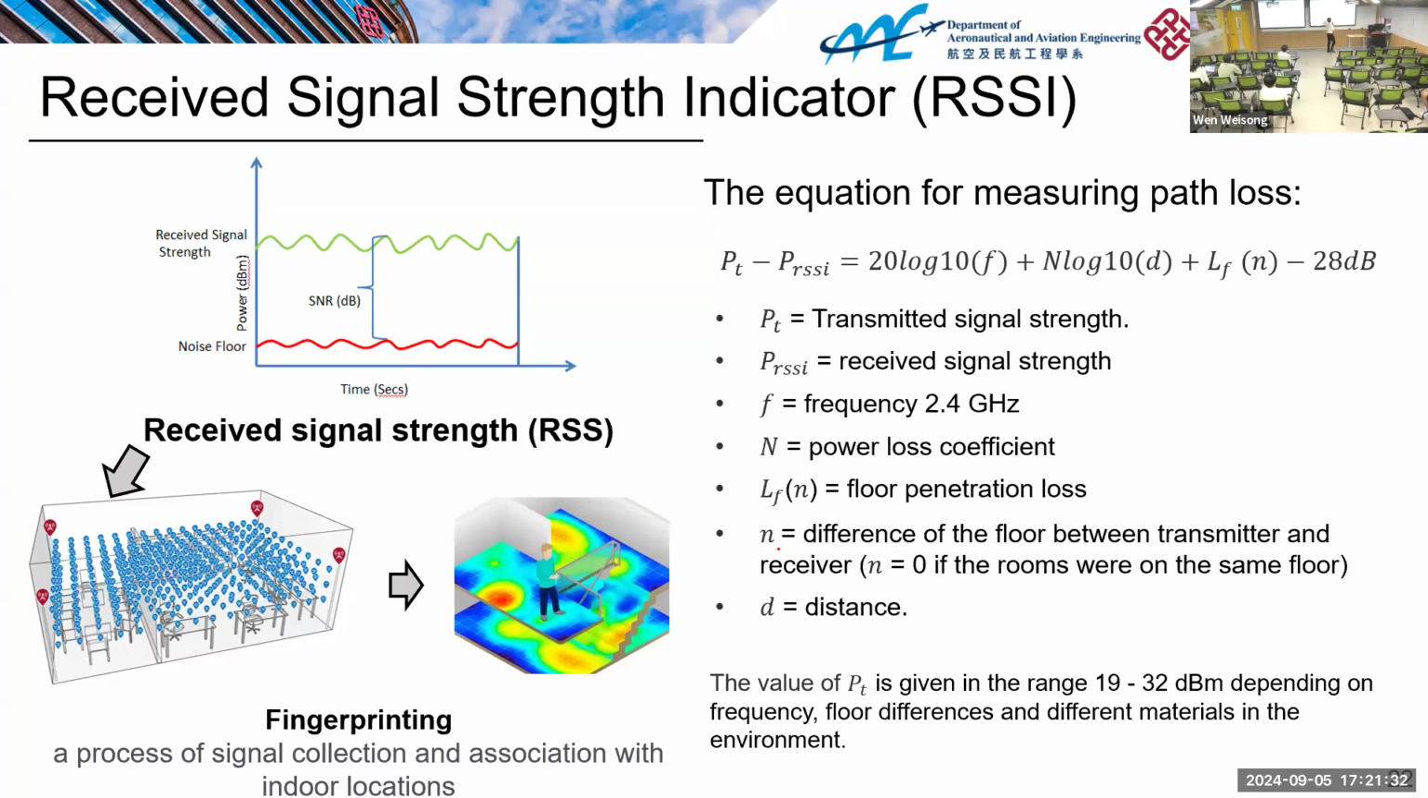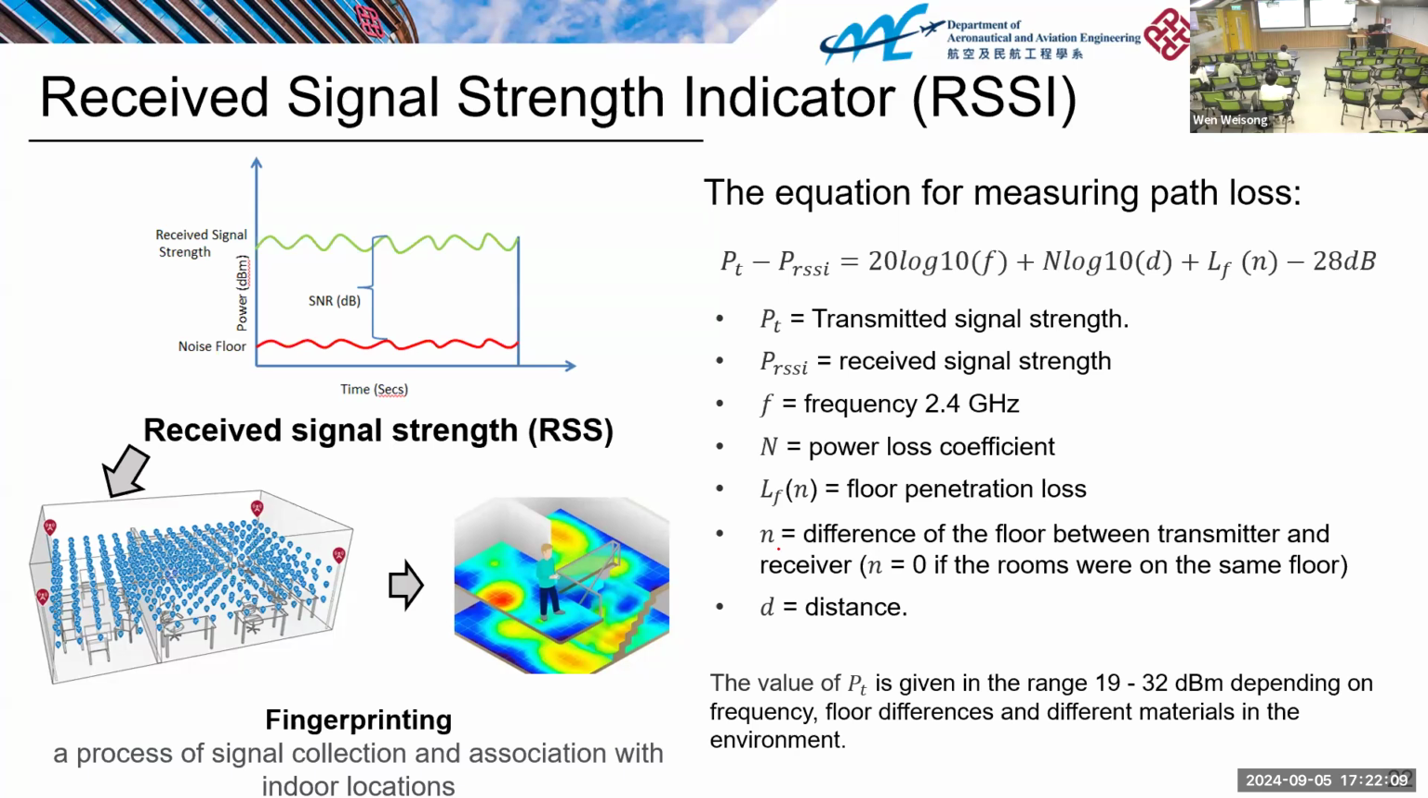So this equation represents the signal strength change. For example, on the left side, PT is the original signal strength from the access point. PRSSI is the signal strength you received. The difference is due to the signal attenuation, right? For example, the signal attenuation can come from diffraction. This attenuation process is represented by 20 log10 f, where f is the frequency. This is the fixed term.